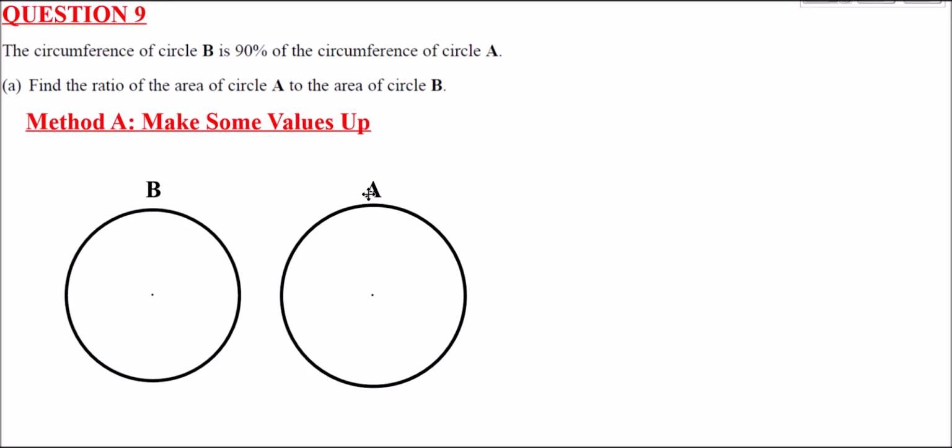So method A, just make some values up. Let's imagine that the diameter of A is, I don't know, make a number up, say a nice number, go for 10 centimeters. So let's just say that the diameter of A is 10 centimeters. Then the circumference of A, you need to remember the formula for the circumference of a circle, it's pi multiplied by the diameter. So pi times the diameter of A, which is pi times 10, which is 10 pi.